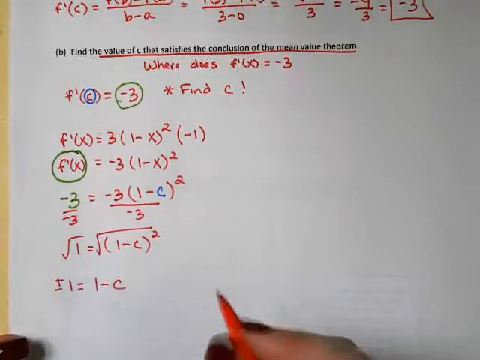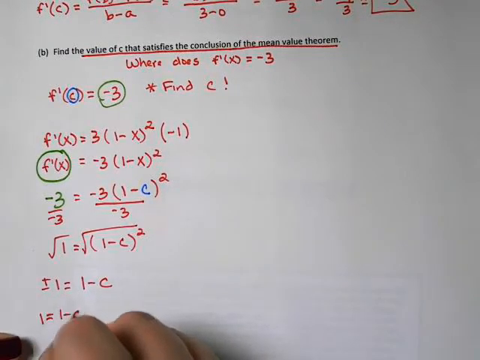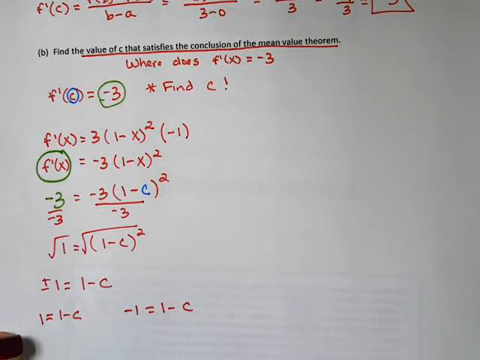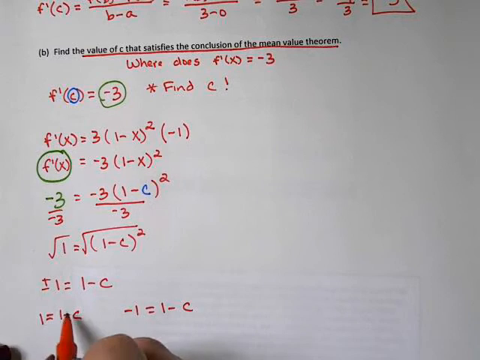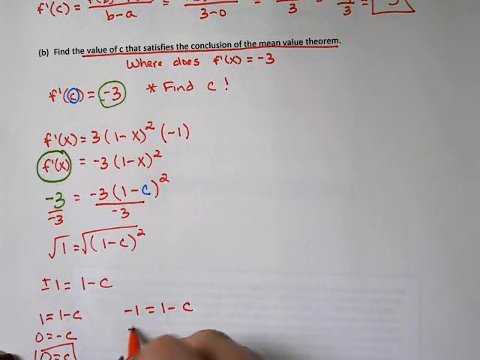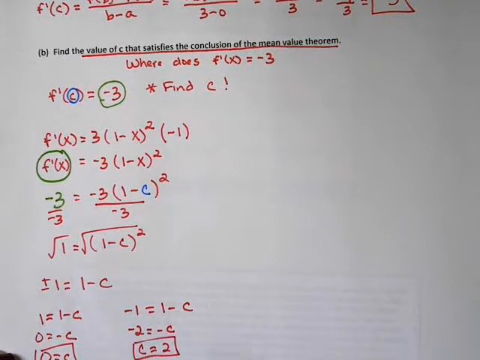So from here I can actually write two equations. I can get 1 equals 1 minus c and -1 equals 1 minus c. So if I solve, let's see, subtract 1, I'd get 0 equals -c. Divide by -1, I'd get 0 equals c. And then if I subtract 1, I'd have -2 equals -c. Divide by -1, I'd get c equals 2.